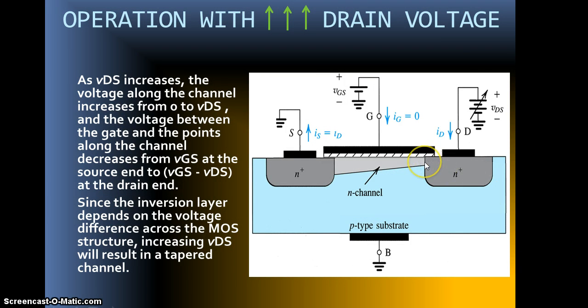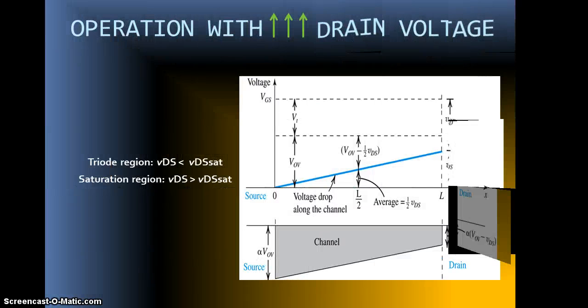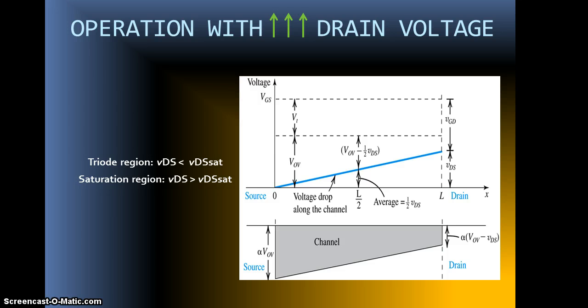Increasing VDS beyond this value has little effect on the channel shape, and the current saturates at this value, so it no longer depends on the applied VDS voltage. So the triode region basically is when the applied drain voltage is less than the saturation drain voltage, and the saturated region is when the applied drain voltage is greater than the saturation voltage.